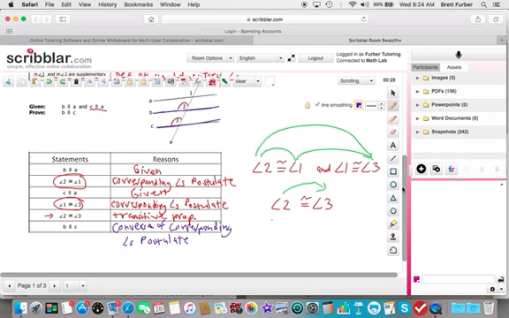Hopefully that'll help you a little bit on homework 3.2. Homework 3.2 starts at the top with a proof. It is not a two-column proof. It's a paragraph proof. Technically, they've already given you the reasonings, but you're going to be basing it off of those reasonings and filling in some information.